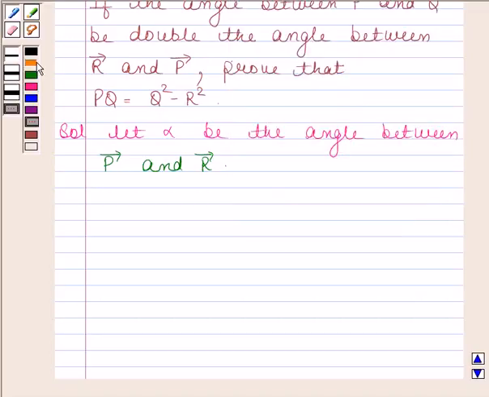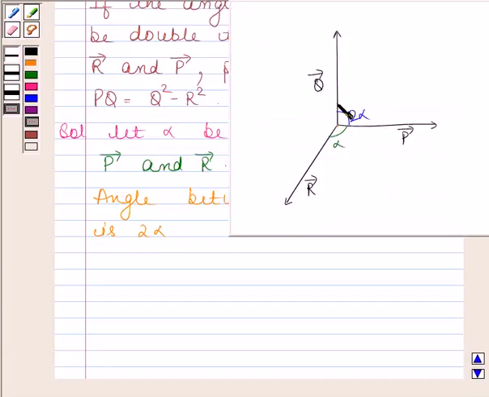Now, we are given that the angle between P and Q is double the angle between R and P. That means if the angle between force P and force Q is 2 alpha, then we have to prove that PQ is equal to Q squared minus R squared. So now we have this angle as 2 alpha. Now this angle will be equal to 360 minus 3 alpha.